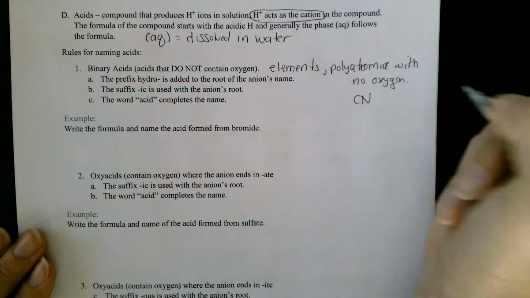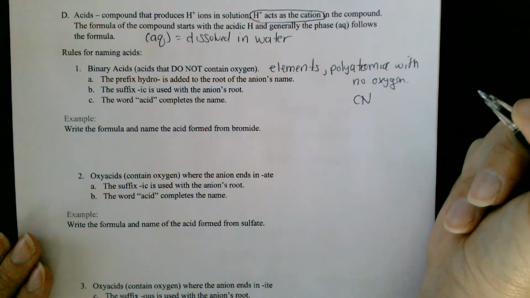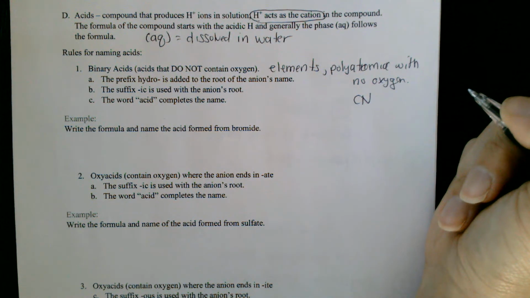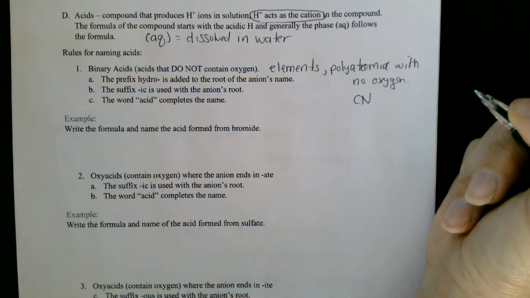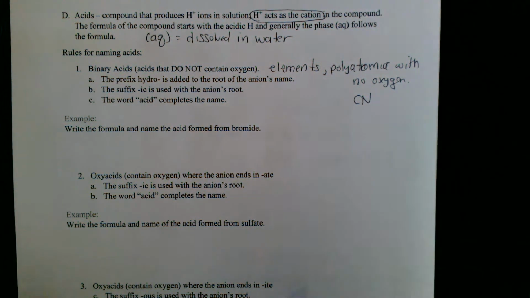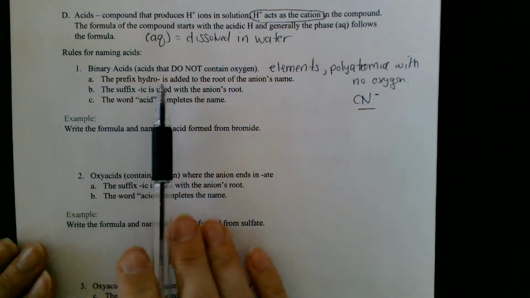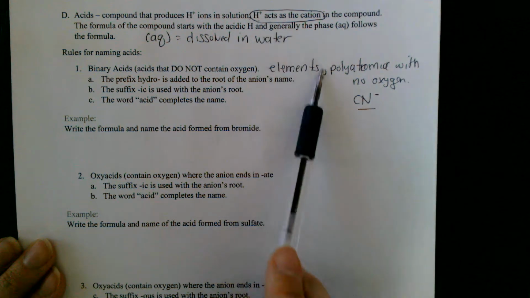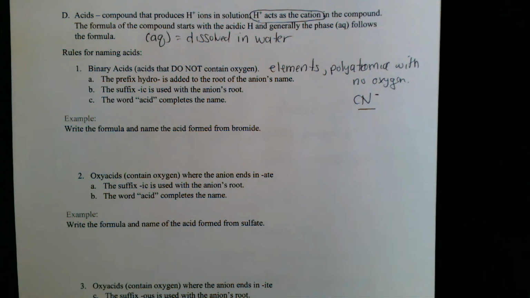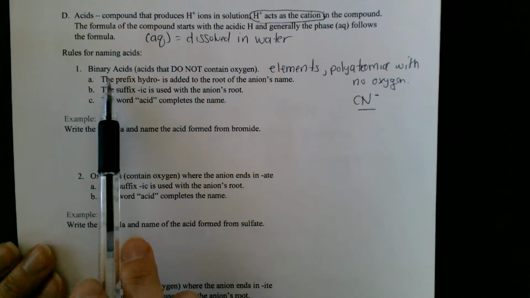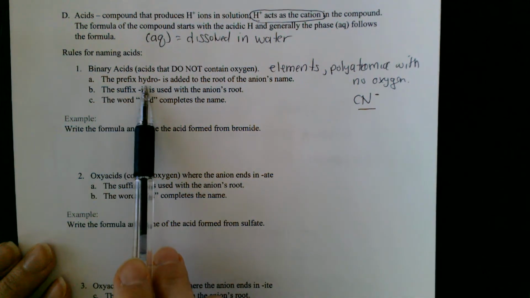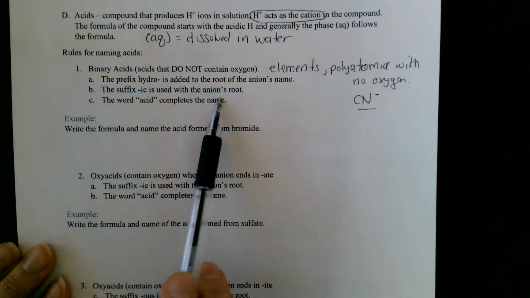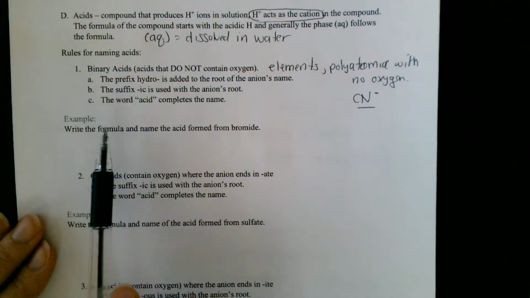So we're going to see cyanide quite a bit. Let's see, on your chart, it looks like the only one that doesn't have oxygen is cyanide. There are more out there, but for the list in your book, it would just be cyanide. Okay, so making the formula is easy. We just take H+ and form it together with whatever element we're using or cyanide. But for naming, the prefix hydro is added to the root of the anion's name. Then we use the suffix -ic with the anion, and then we put the word acid at the end.